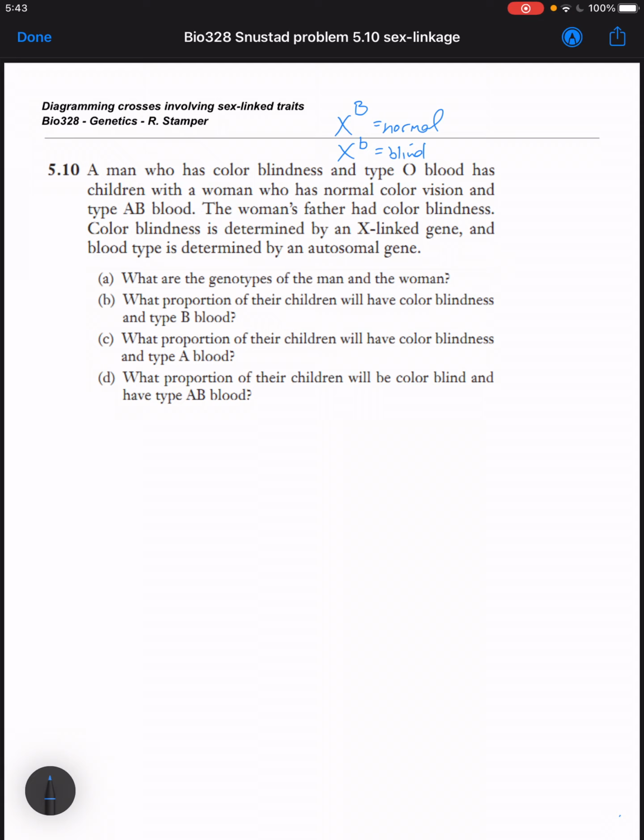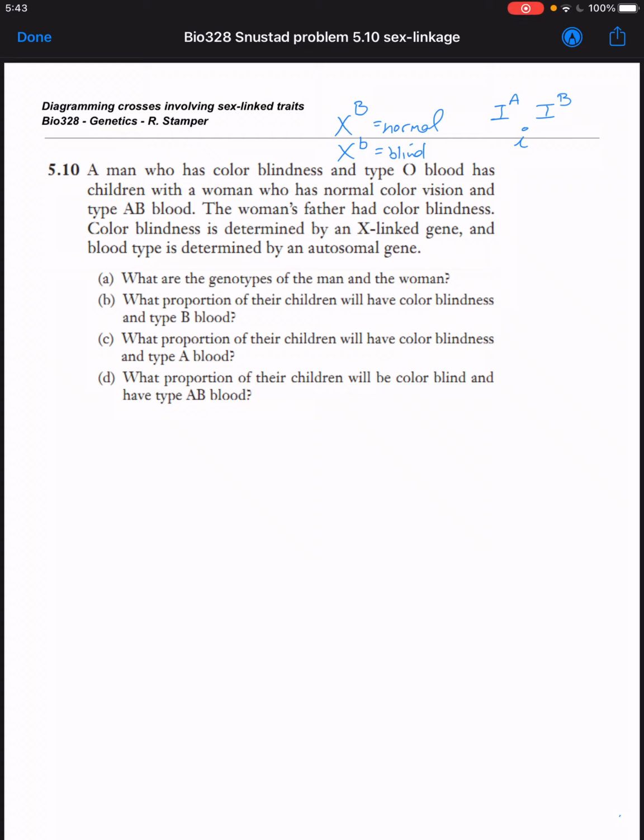And then remember our blood typing, we have two dominant alleles. IA and IB are the dominant alleles, and then we have the recessive allele of lowercase i. So those are the symbols I'm going to use.